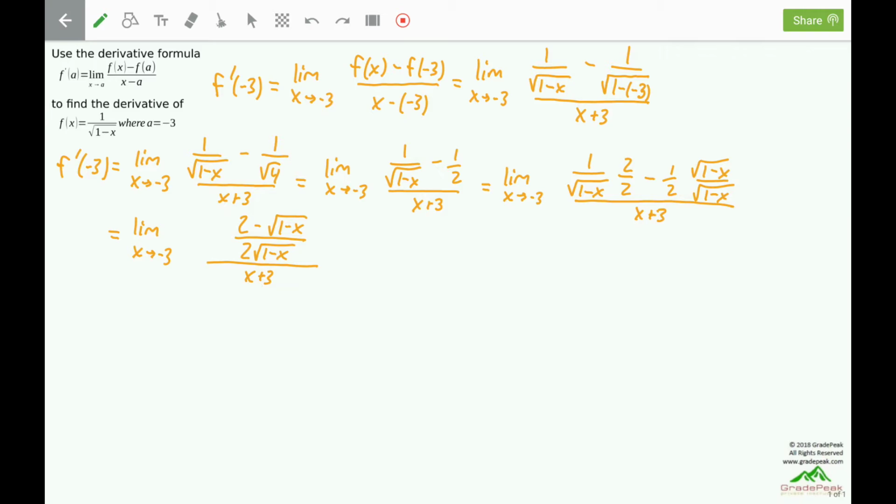x plus 3. The next thing to do is to take the denominator, which is x plus 3, as a fraction. Let's put it over 1 to make it a fraction, reciprocate and multiply it. So we have the limit as x goes to negative 3 of 2 minus the square root of 1 minus x over 2 times the square root of 1 minus x. And then times this by 1 over x plus 3.